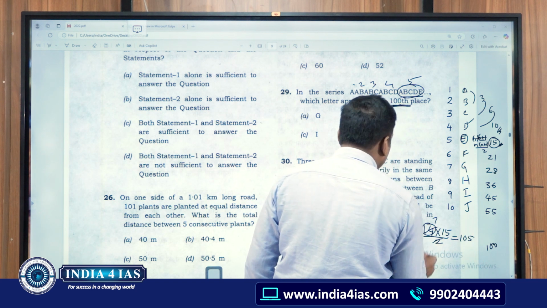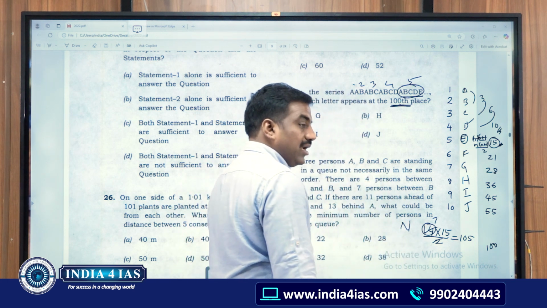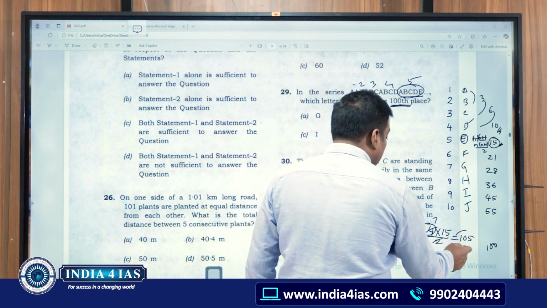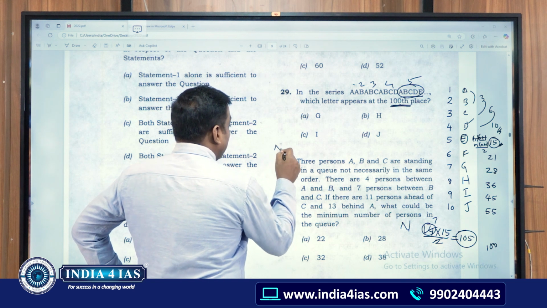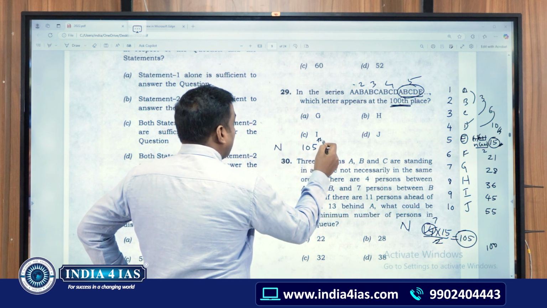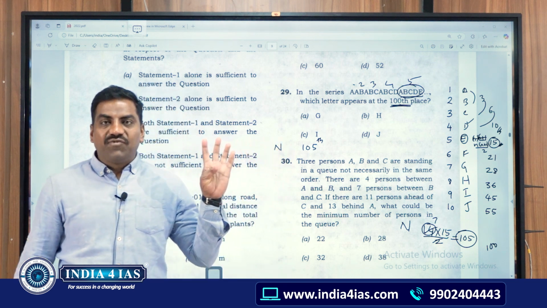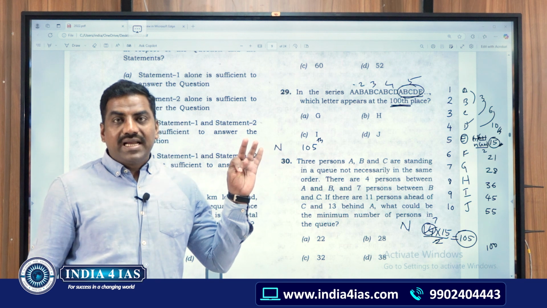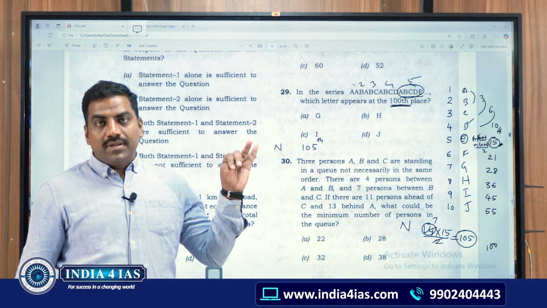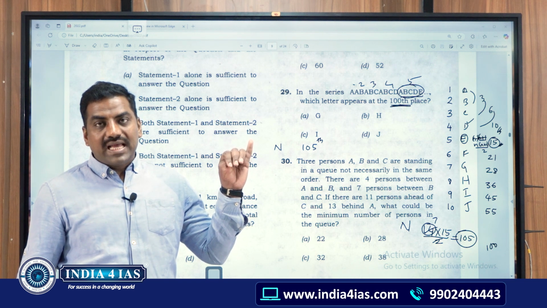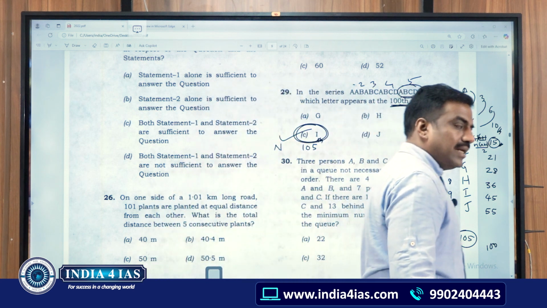So which letter is 14th? 14th letter is N. So when I finish N, my sum will be 105. So this is what I have to get here. So N is the 105th letter. So if you go back, M is 104th, then L is 103rd, then K is 102nd, J is 101st, and I is the 100th letter. It is not that easy.